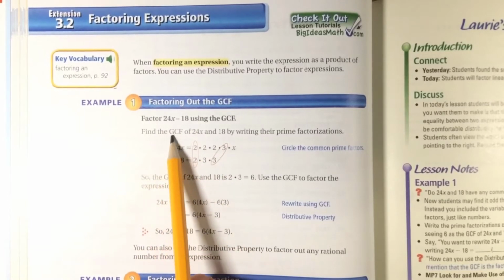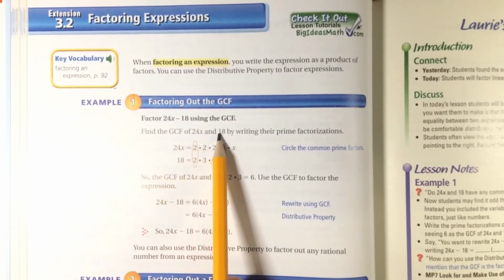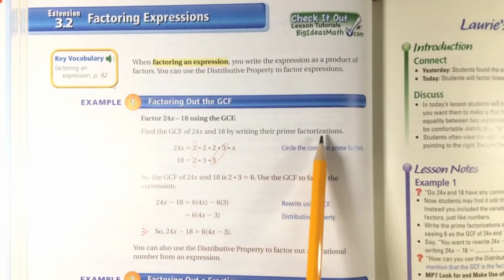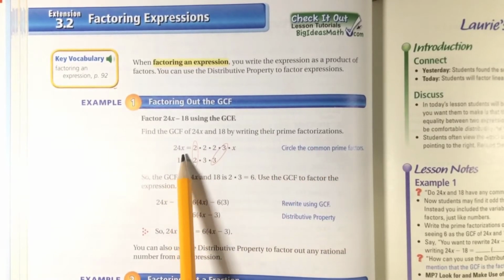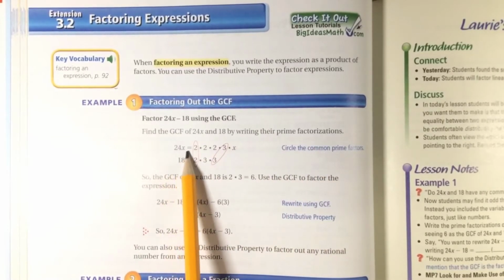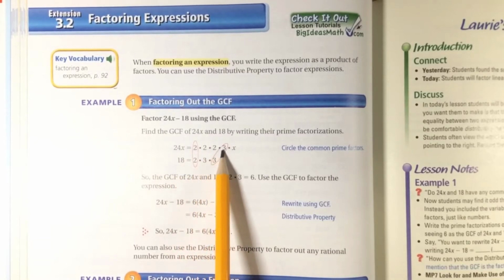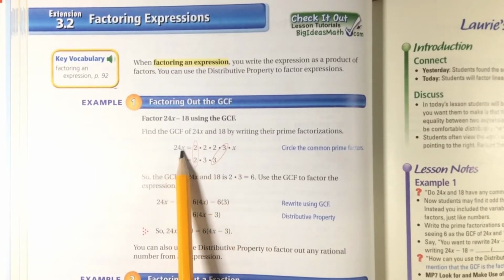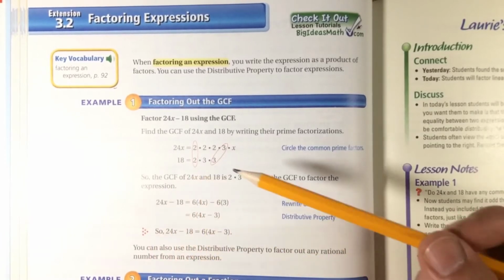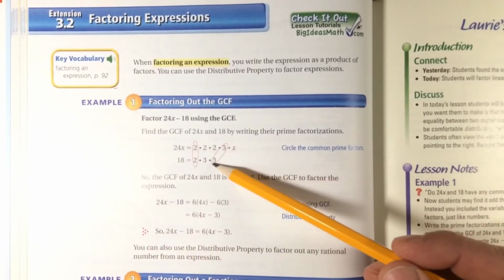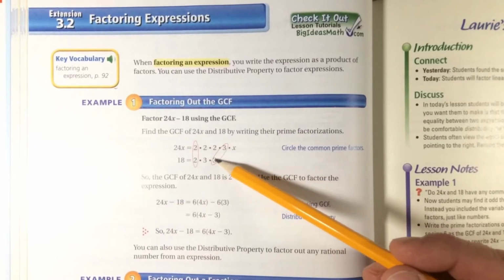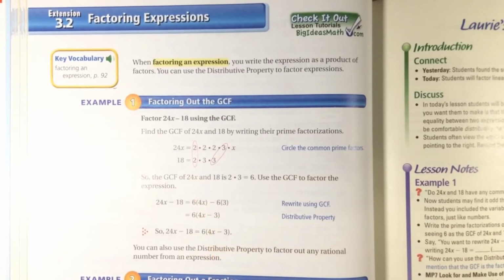So find the greatest common factor of 24x and 18 by writing their prime factorization. So this is one way to do it. You can say 24x is really 2 times 2 times 2 times 3 times x, doing the prime factorization. 18 is 2 times 3 times 3. Then you look for any they have in common. They share a 2, they share a 3. 2 times 3 is 6.